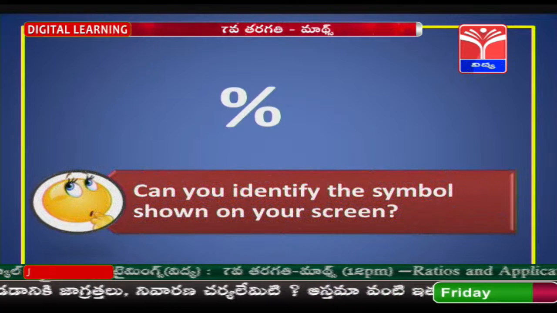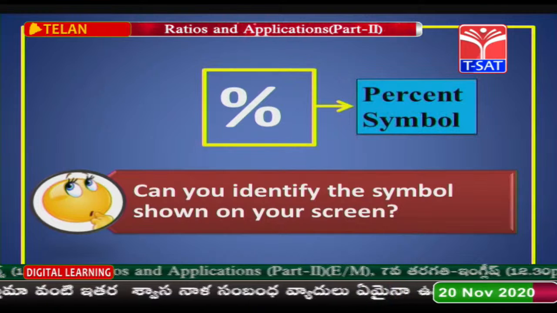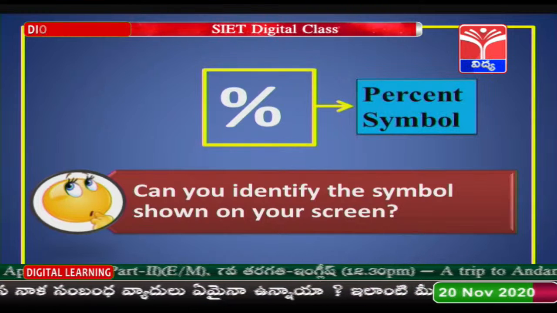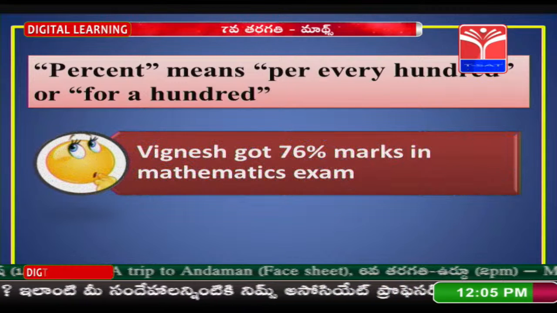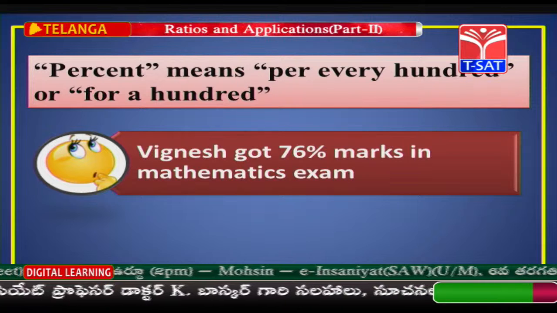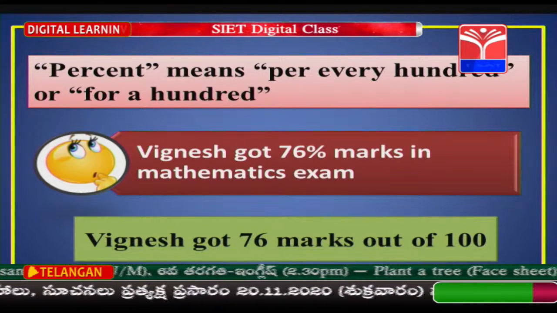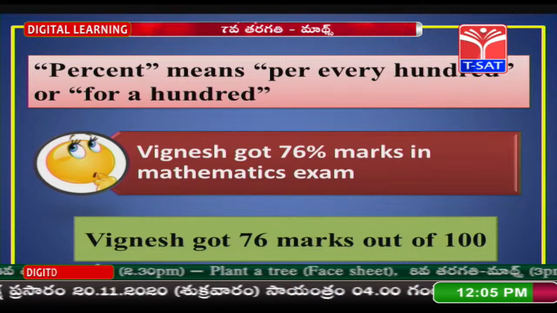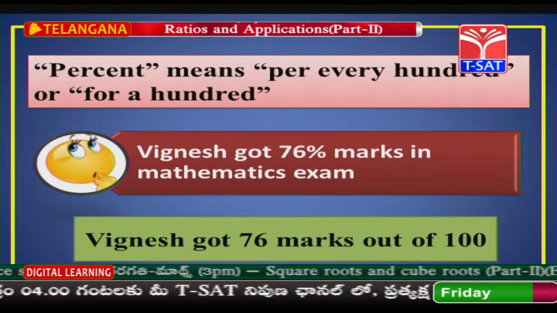So, children, can you identify the symbol shown on your screen? That is right, it is the symbol of percent. Now, percent means per every 100 or for 100. Vignesh got 76% of marks in mathematics exam. What do you mean by that? You are right again. Vignesh got 76 marks out of 100 marks.